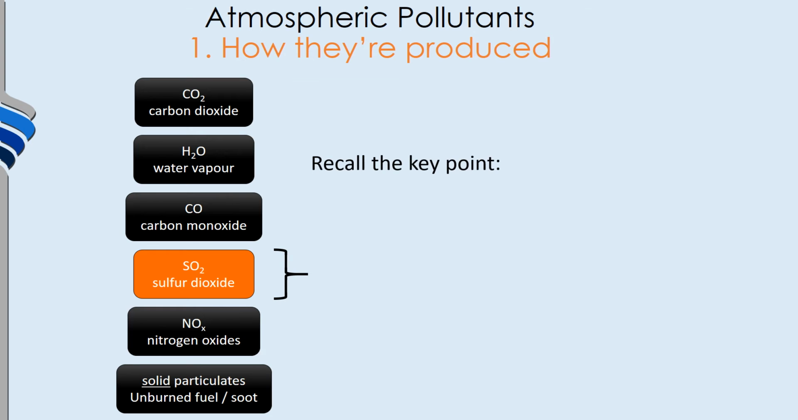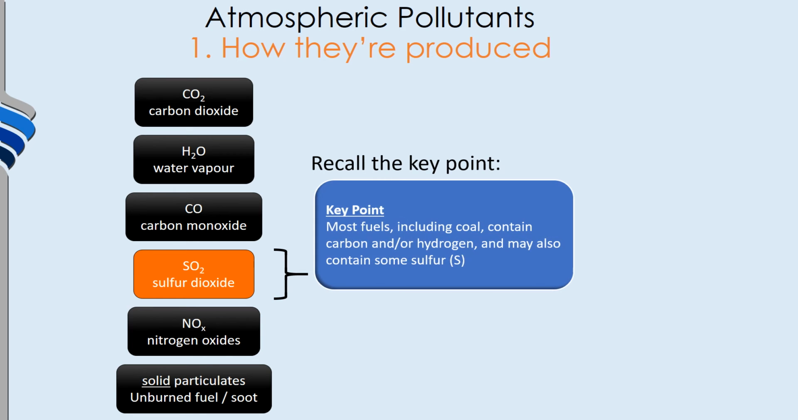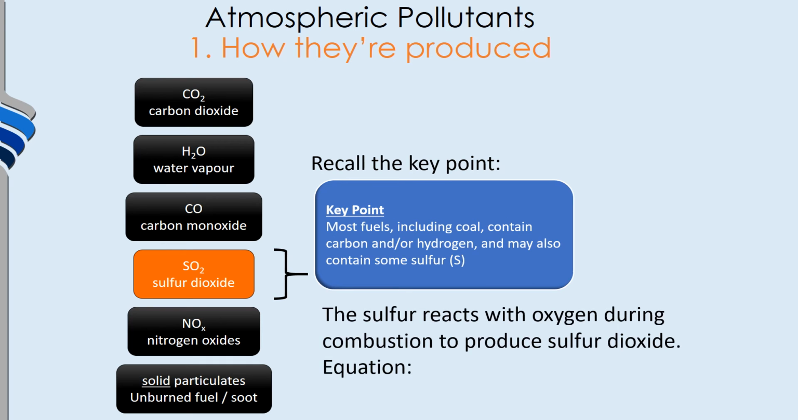Right, next one, sulfur dioxide. Okay, now you will have covered this in Key Stage 3 as well as obviously when you did this at GCSE, but quite a few people forget how it's actually produced. Now it's really important to remember that most fuels, so petrol, diesel, coal as well, do contain mostly carbon and hydrogen, but they also might contain some sulfur. Now when sulfur reacts with oxygen, so as combustion's happening, it's also causing the sulfur to react with the oxygen.